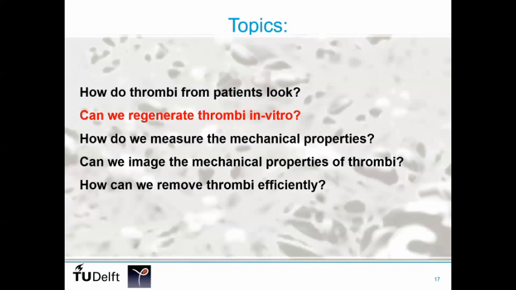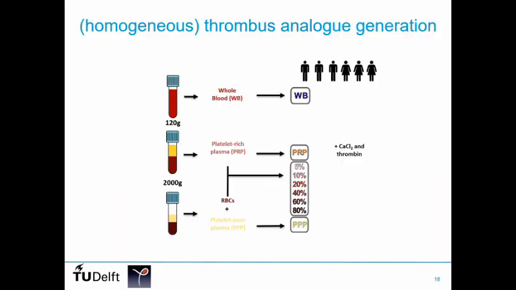You want to perform methodological studies on the relationship between microstructure and mechanical properties, and the best way to do that is to try to generate these thrombi in the lab. Can we do this? Actually, if you accept that you first start with homogeneous thrombi, which is not a bad thing because you can do good mechanical testing on these samples, then that task is not that difficult.